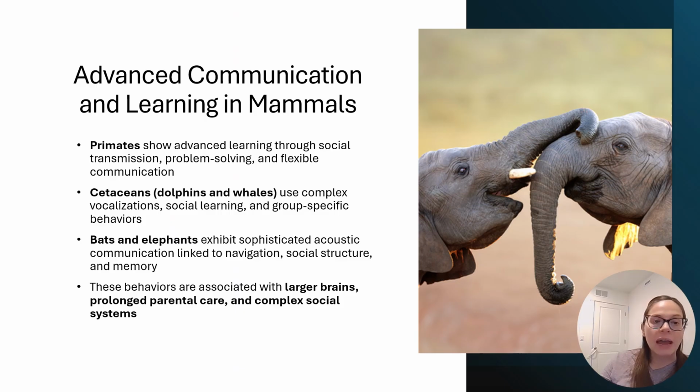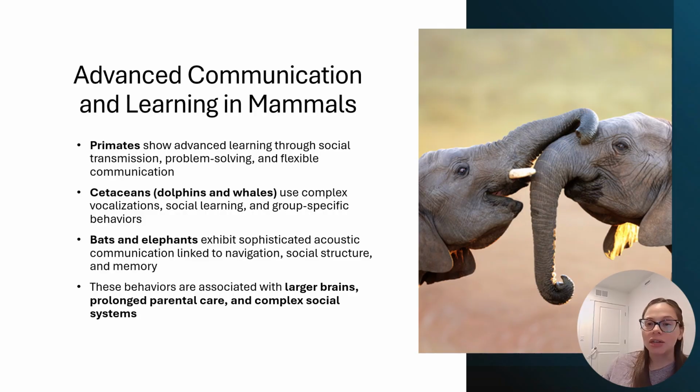So next we have advanced communications and learning in mammals. I think we see this a lot, especially in elephants and monkeys. Primates show advanced learning through social transmission, problem solving, and flexible communication. Bats and elephants exhibit sophisticated acoustic communication linked to navigation, social structure, and memory. And elephants have a really interesting way of learning and expressing themselves.